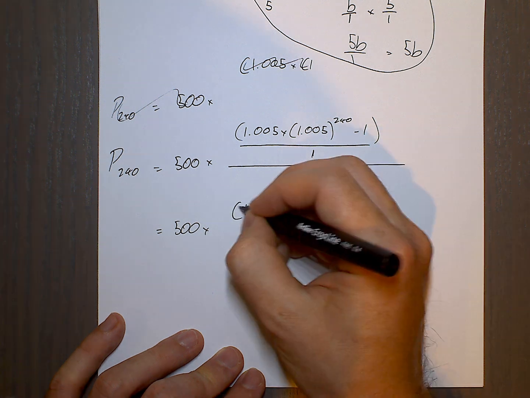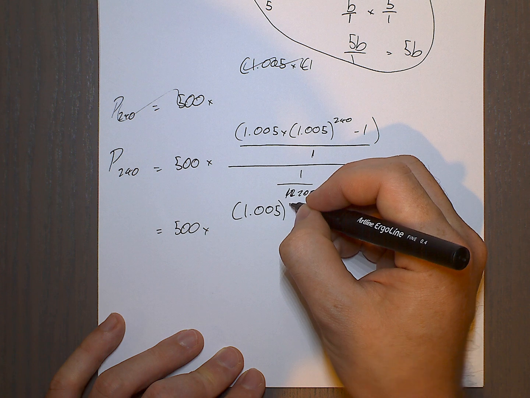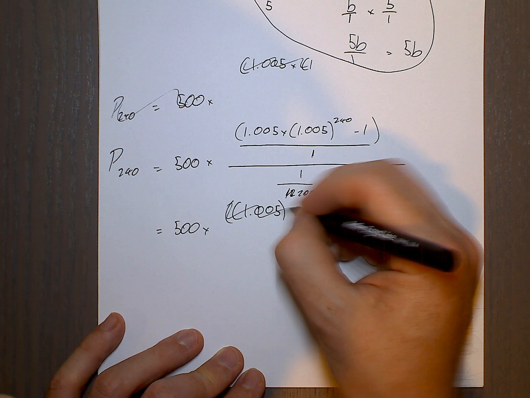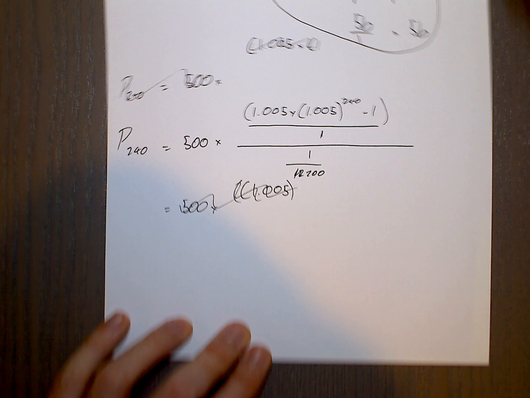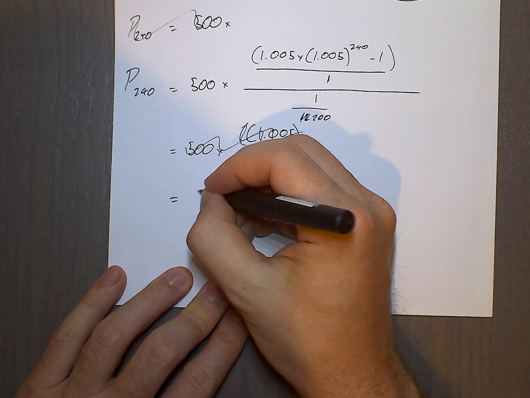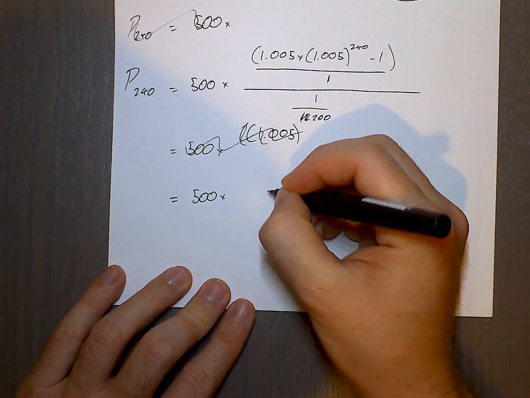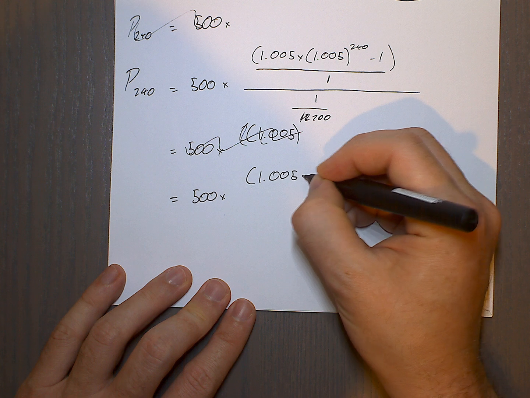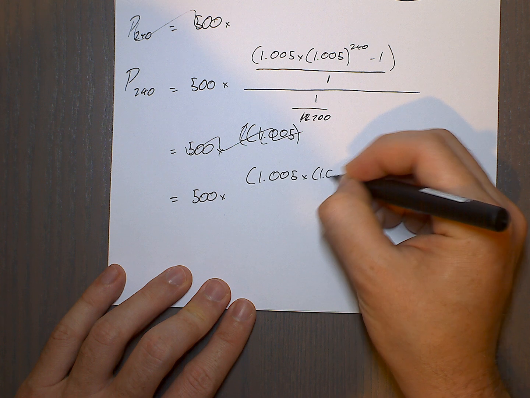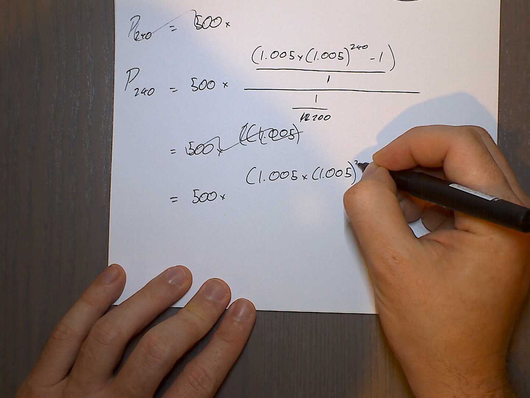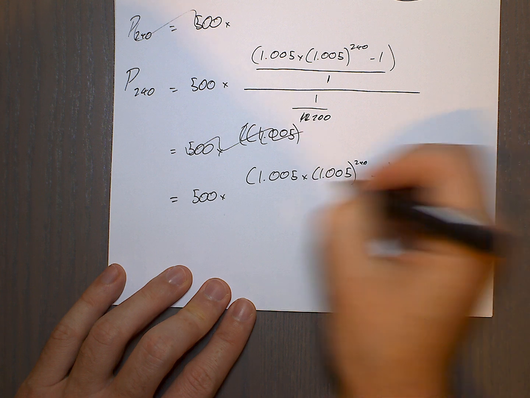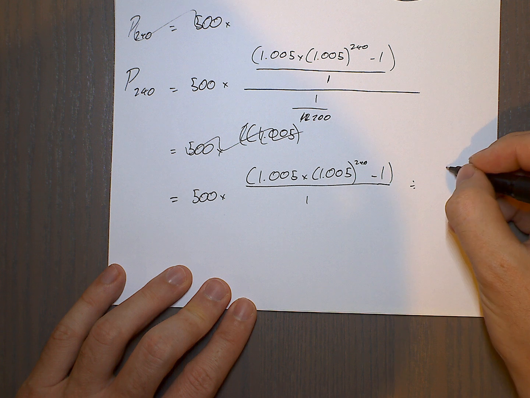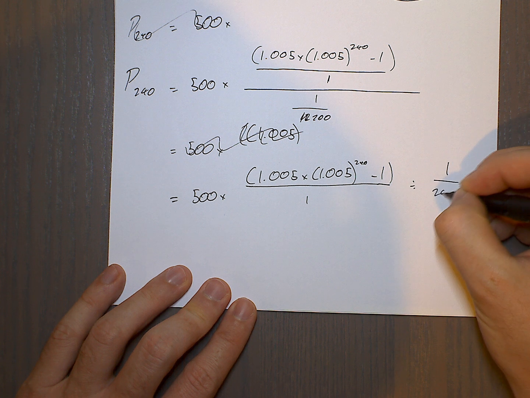How can I fix this up? That's fine. Sorry, that's messy. I should start again. I want to make sure it's clear. 500 times 1.005 to the power of 240 minus 1 all over 1 divided by 1 over 200.